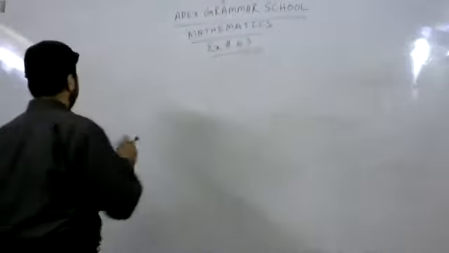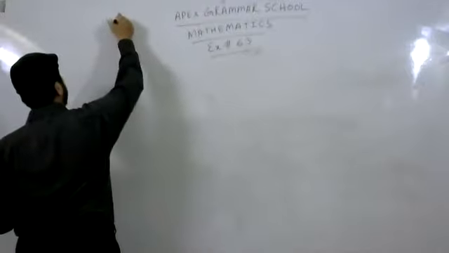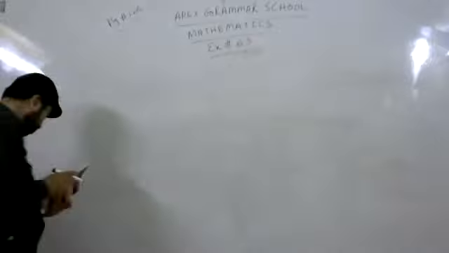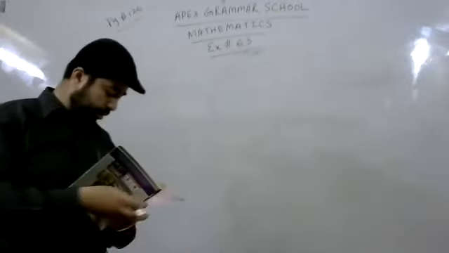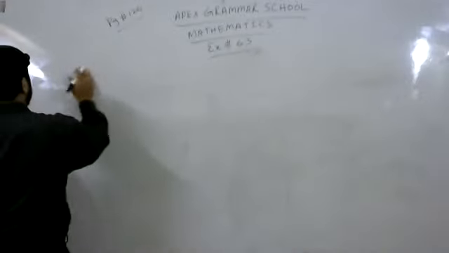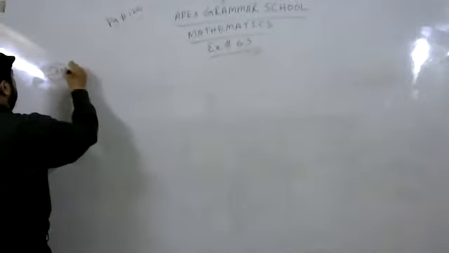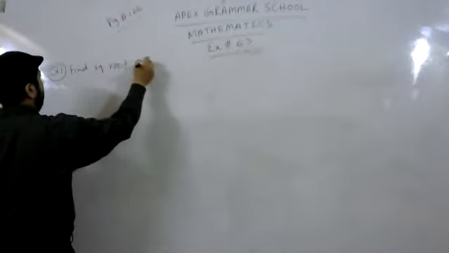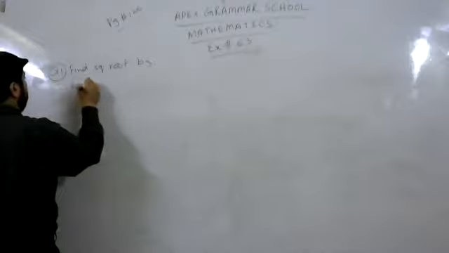That is available on page number 126. Part 5 is question number 1. Find square root by factorization.